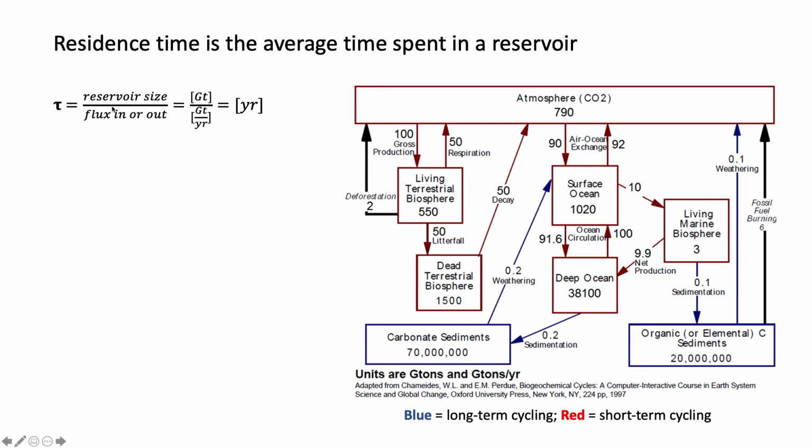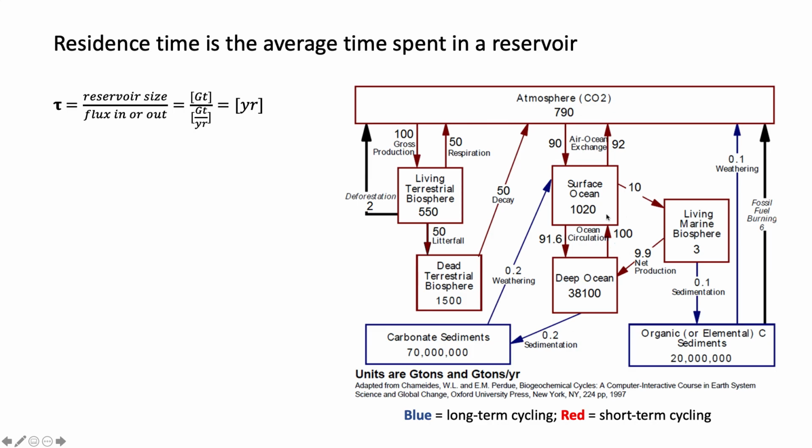And mathematically, we can express this as the reservoir size over the flux in or out. We have to define that. So reservoir size in gigatons over the flux, which is expressed in gigatons per year. The gigatons cancel and we're left with years.